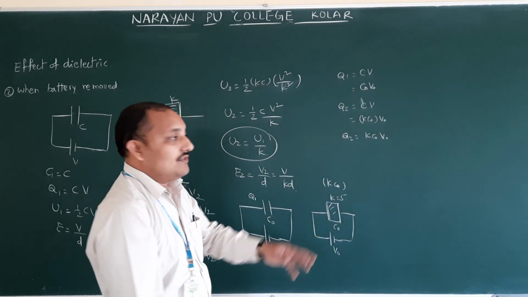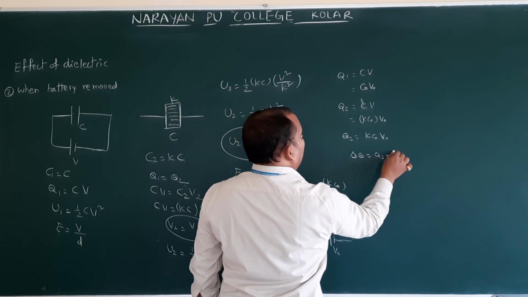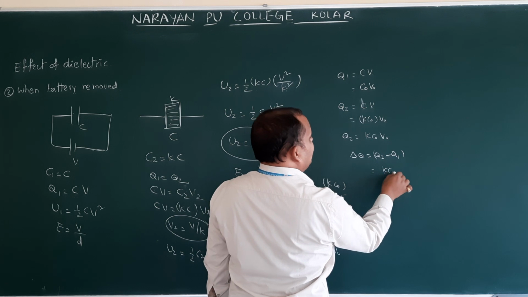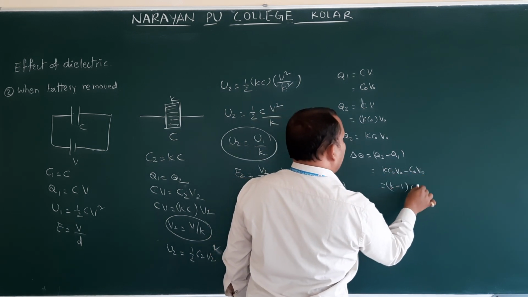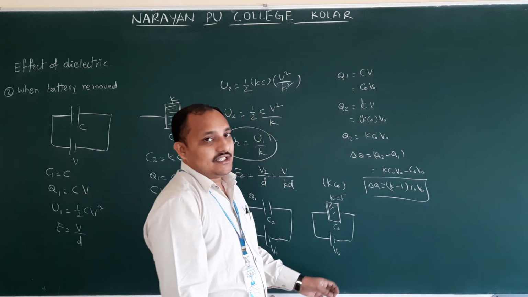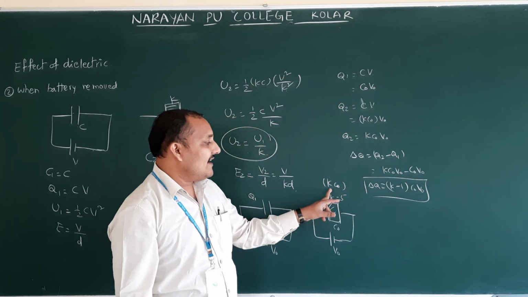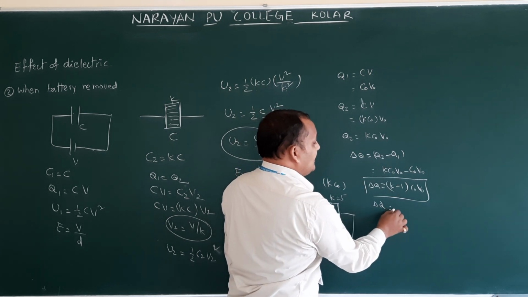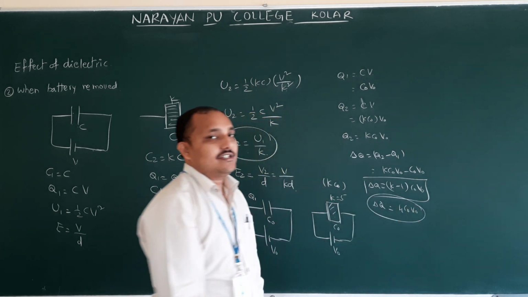How much extra charge flowed here? Delta Q is equal to Q2 minus Q1, or Q1 minus Q2, that is our wish. So K C0 V0 minus C0 V0, so K minus 1 into C0 V0. Already we discussed this formula in the concept. So if you remember this formula directly, you can write it, because the K value here they gave is 5. So it is just a derived formula, and delta Q is equal to 5 minus 1, so 4 C0 V0. This is the extra charge flow.